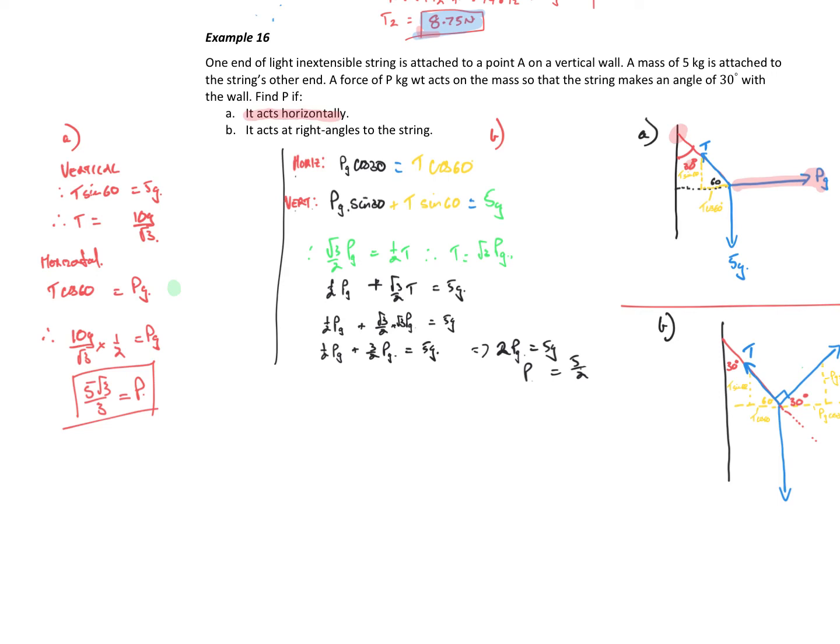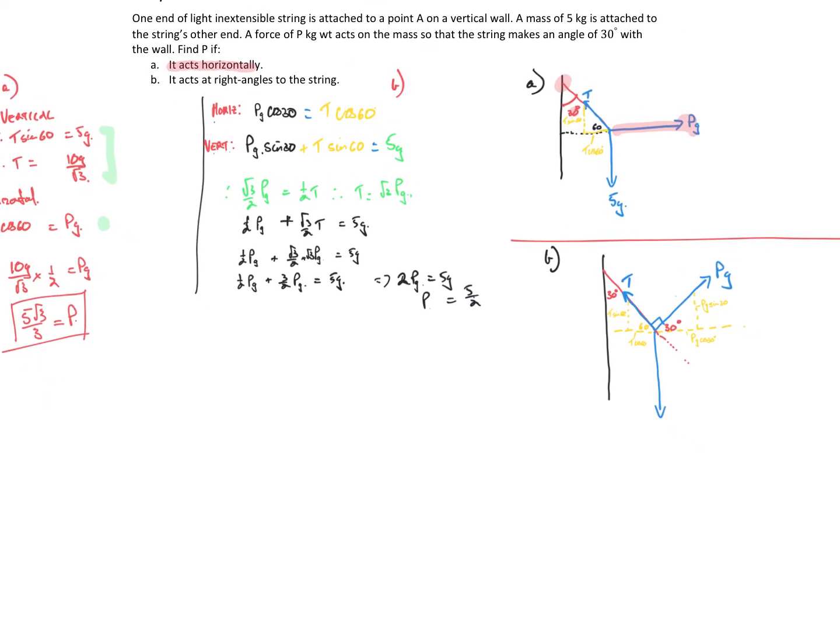Vertically, I've got T sin 60 acting up, and that's equal to 5G acting down. So it's fairly straightforward in this one. We don't have to worry too much about other components. If we rearrange equation 1, the vertical component T is equal to 10G on root 3. Substitute that in: 10G on root 3 is equal to P G cos 60, and so P is going to be 5 root 3 on 3.